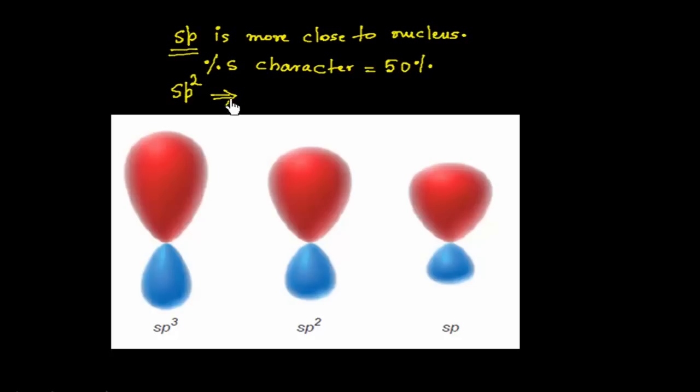Now sp2, what is the percentage s character? In this case, the percentage s character is only 33%. We have 1s and 2p, which all come out to be 100, so this is 100 divided by 3, that is 33.3%. So sp has more s character, that is more close to the nucleus, and sp2 has less s character and is less close to the nucleus. So I can say sp2 is less close to the nucleus, and sp3 is even less close to the nucleus.